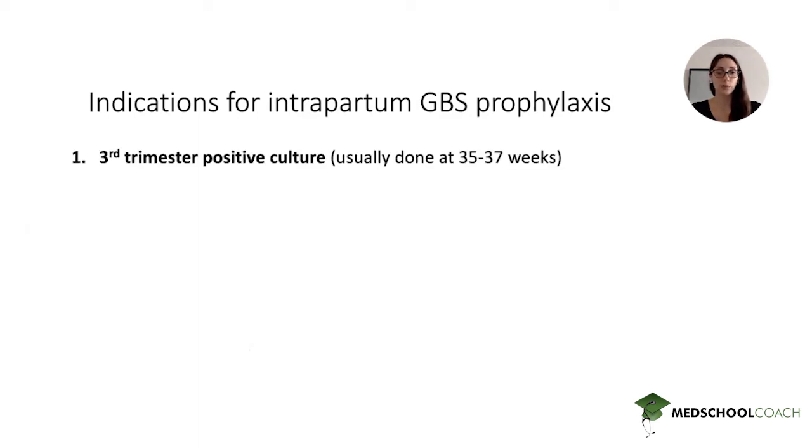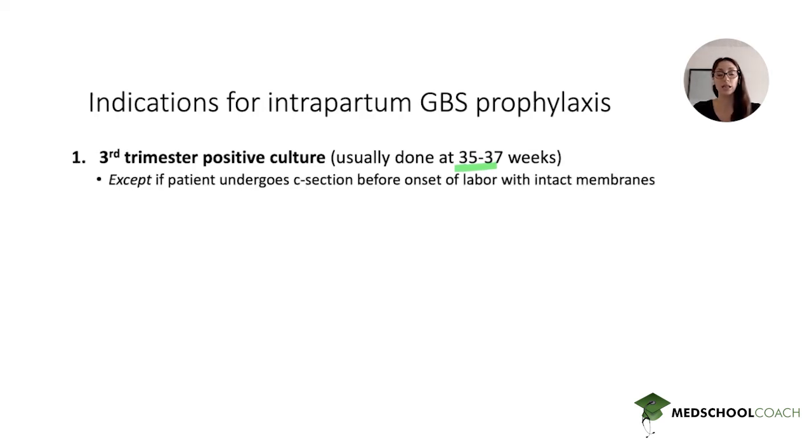The first one is probably the most obvious: a positive culture in the third trimester. We usually do a rectovaginal swab for these at 35 to 37 weeks, and that is part of the routine screening done in the third trimester. This is when moms get tested for GBS in the current pregnancy, and if that third trimester culture is positive, they should be treated intrapartum with antibiotic prophylaxis.